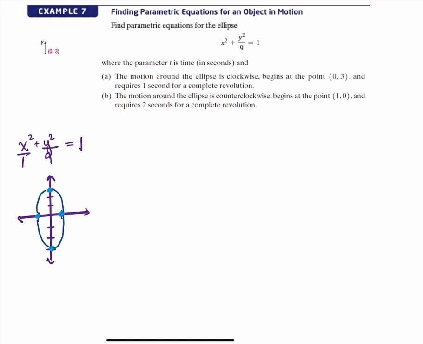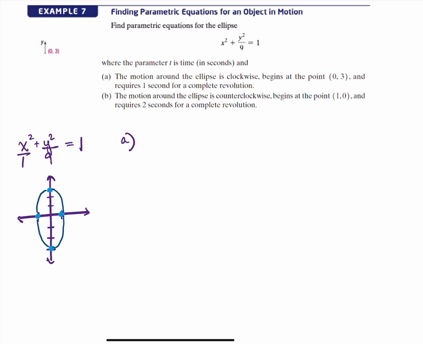So let's see what it's asking. In part A, it wants us to produce parametric equations when the motion around the ellipse is clockwise. It begins at the point 0, 3, so we'll start at the top of the circle, and requires 1 second for a complete revolution. So if we have some kind of circular or elliptical path, then we can use sines and cosines with our x and y definitions. So let's think about our requirements.